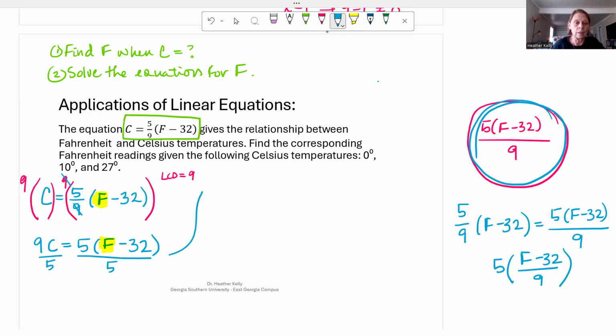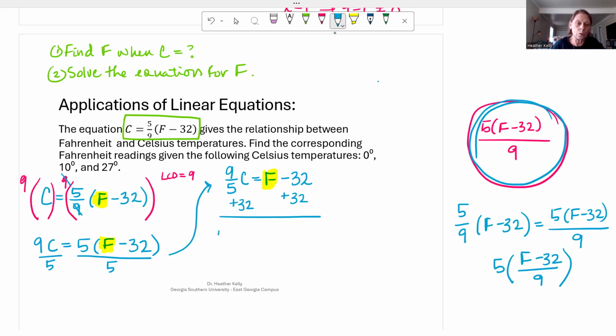Okay? And so that's going to give me 9/5 C is equal to F minus 32. Now look, we're super close. We just got to get F by itself. Okay? So now we'll just add that 32 to both sides.